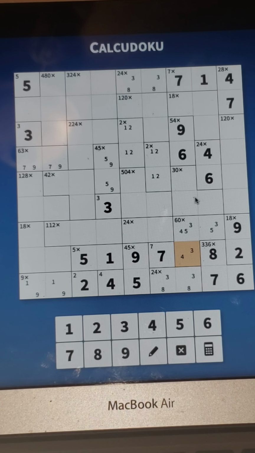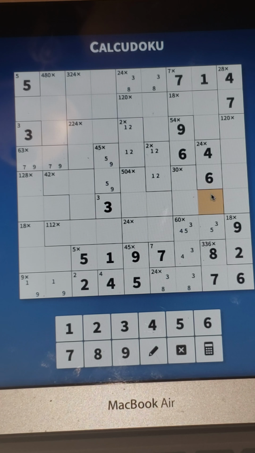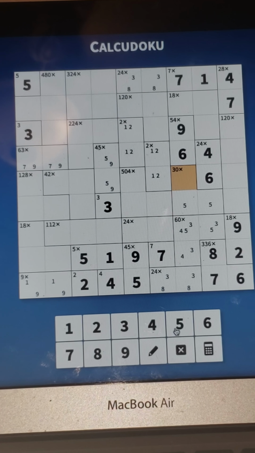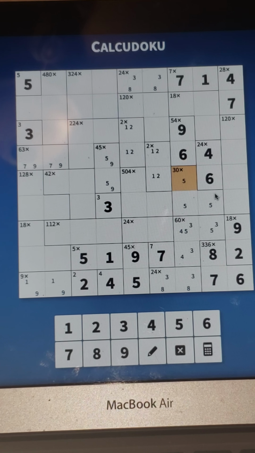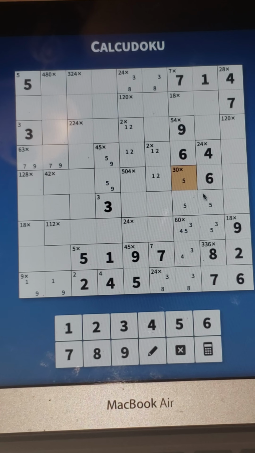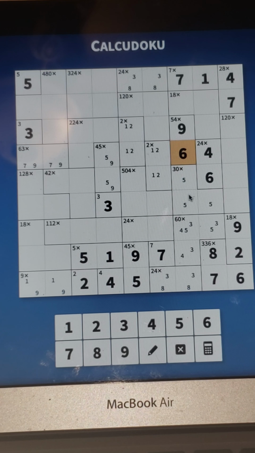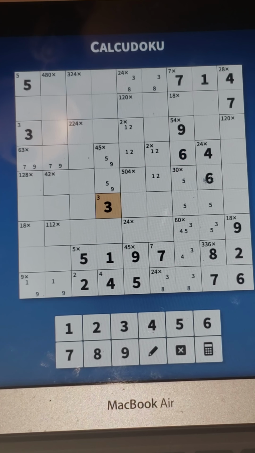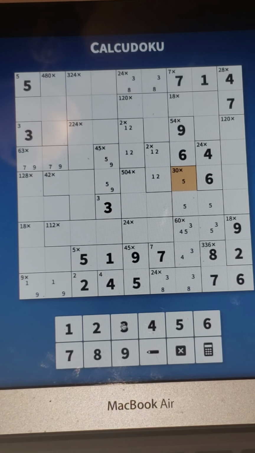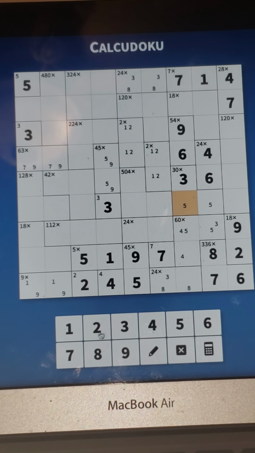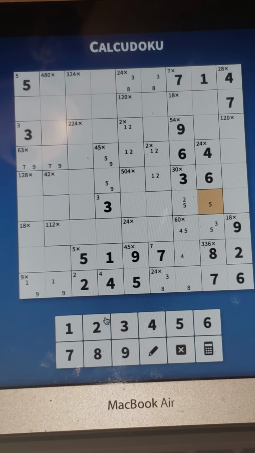Similarly, with the 30, there's got to be a 5 in here somewhere. So dividing 30 by 5, which is 6, means we've got to have 6 and 1 as the other two numbers, or 2 and 3. And thanks to these 6s, it's got to be 2 and 3. And with this 3, we can determine this cell is a 3. And now we've formed a pair with 2 and 5.